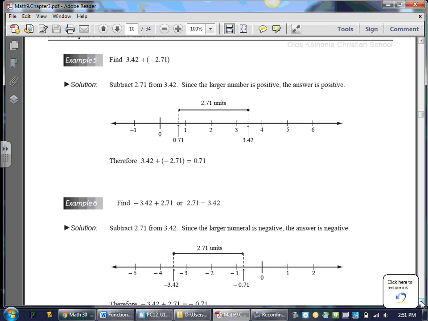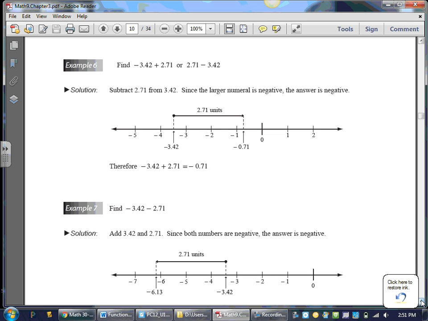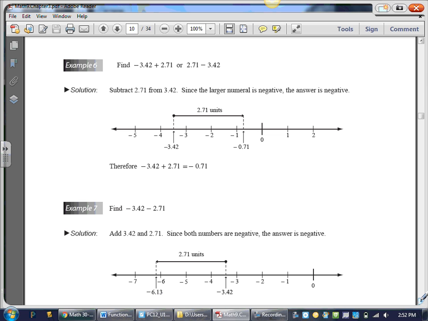Okay, example 6. Here you owe 3.42 and you have 2.71. Before you ever start, you know that you're going to owe money. So at this point, while it's a little bit backwards, I would go 3.42 and I would take away 2.71. Now, you just need to find how much you owe. You know your answer is negative. So I know that this is kind of backwards, but it's easiest if you do this. The deal is you owe 71 cents.